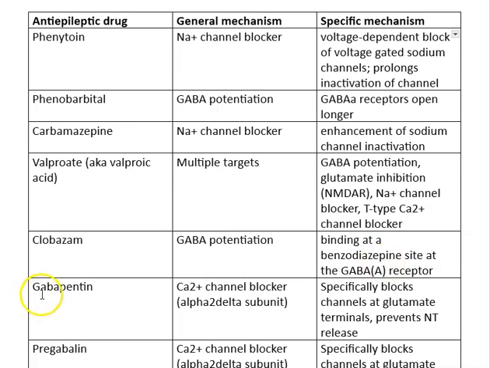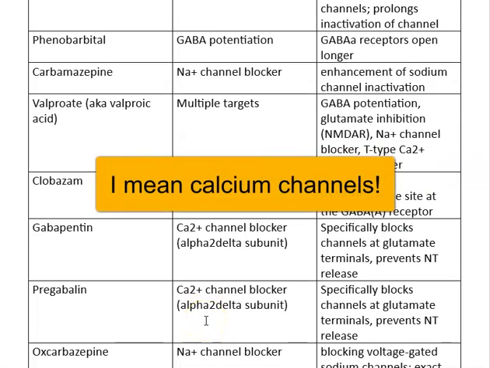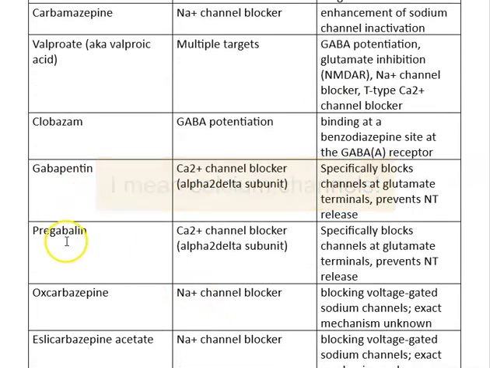And now, here are the two that I always find confusing because they have GABA in the name, but they actually don't affect GABA. They affect the voltage-gated calcium channels. So gabapentin and pregabalin do the same thing. They're going to block a specific subunit of the voltage-gated calcium channels and block specifically at glutamate terminals and prevent neurotransmitter release. Both of those are going to do the same thing.